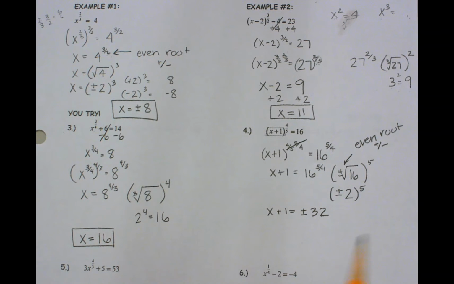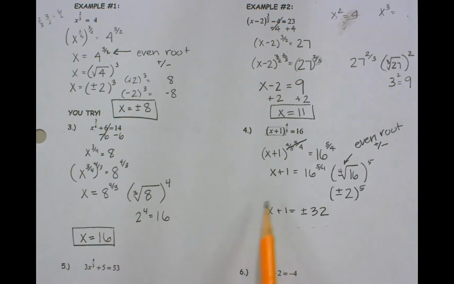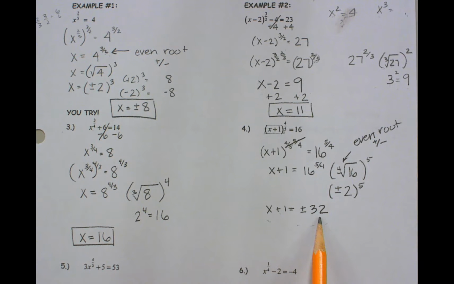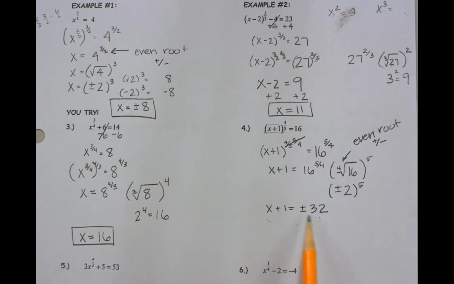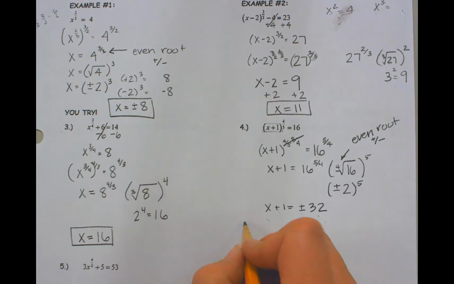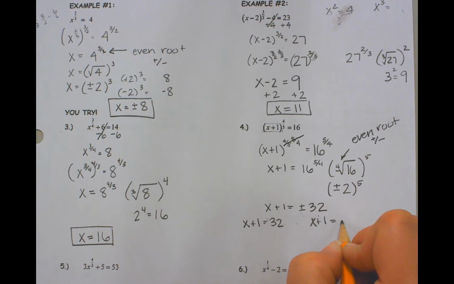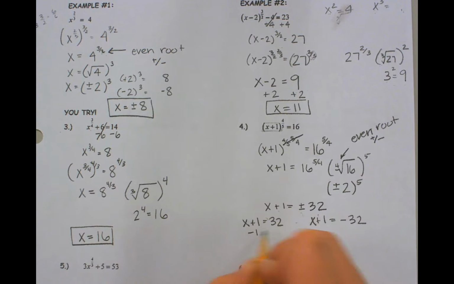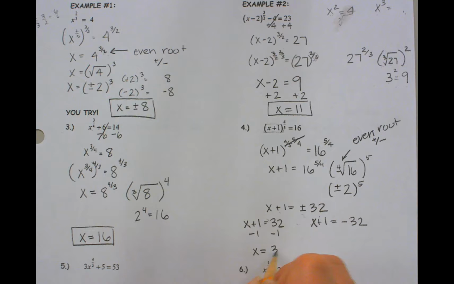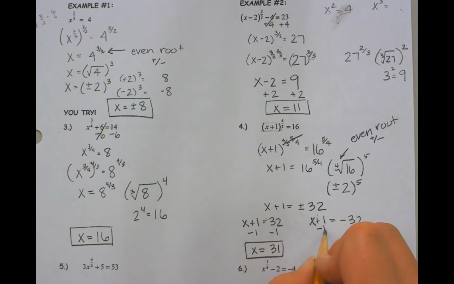Now here, I have to split this up to solve. I cannot just subtract 1 and get plus or minus 31. That's not how this works. This is 2 separate equations. It's x plus 1 equals 32 and x plus 1 equals negative 32. So that when I solve for x, I'm using the right value. So here I get 31 and negative 33.